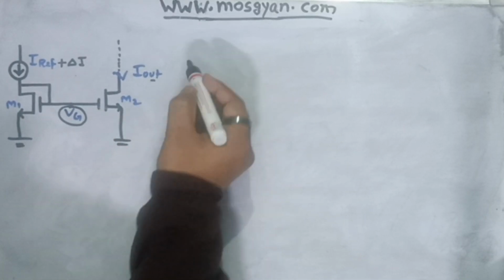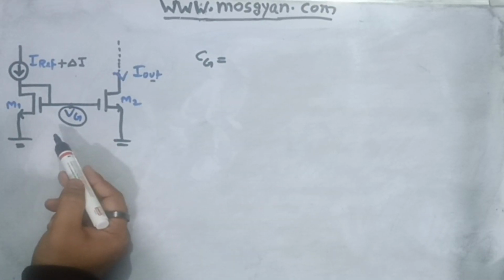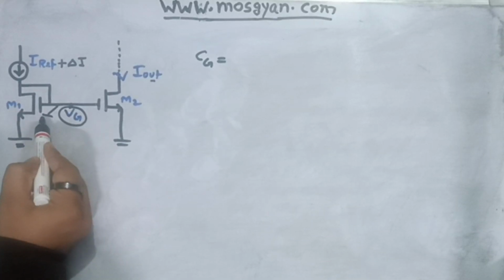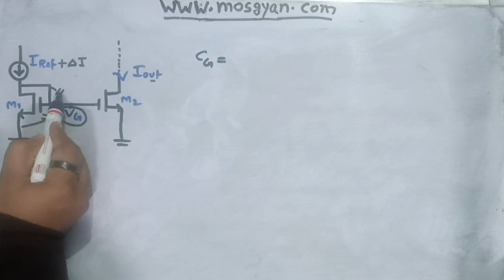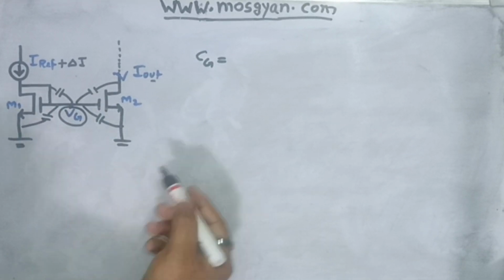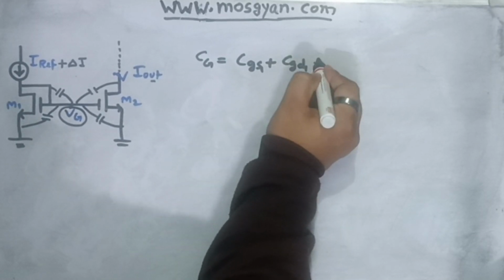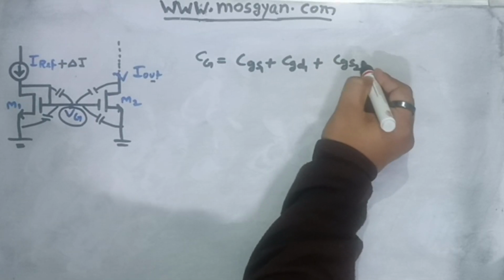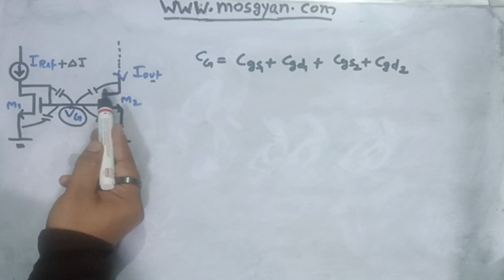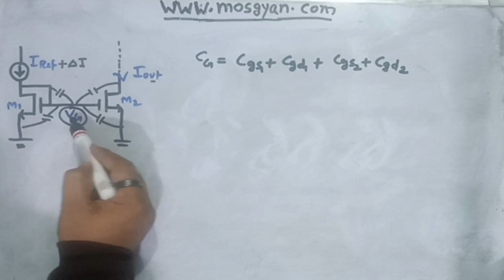So let's first talk about what is the total amount of capacitance which this gate potential will see. So one capacitance will be between gate and source, one will be between gate and drain. Similarly, here also we will have gate to source and gate to drain. So I can write it like CGS1 plus CGD1 plus CGS2 plus CGD2. Although this gate to drain capacitance of the output will not be exactly the same, there will be a portion of it which will form capacitance with the gate.